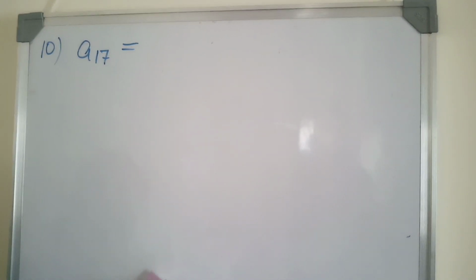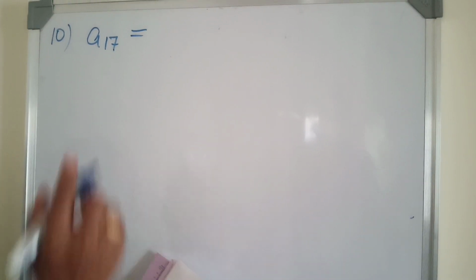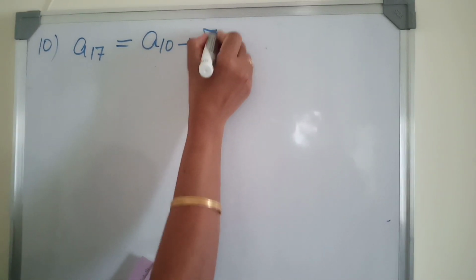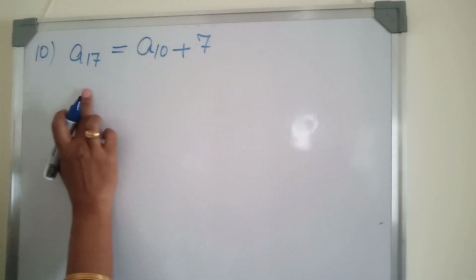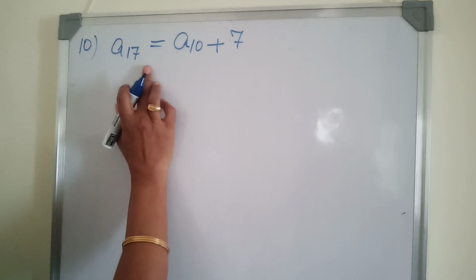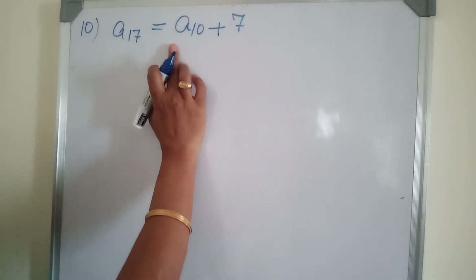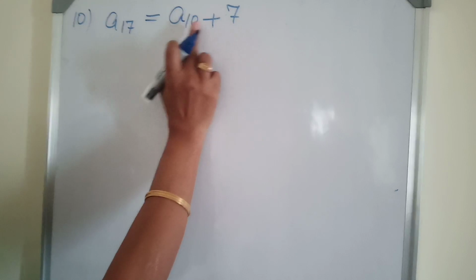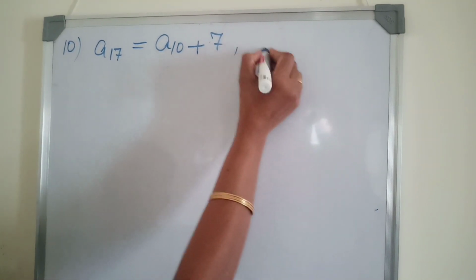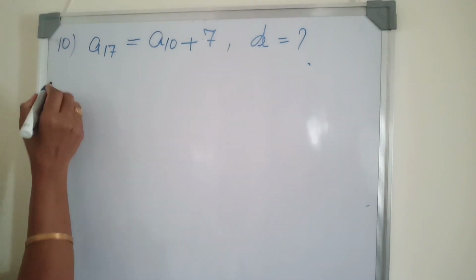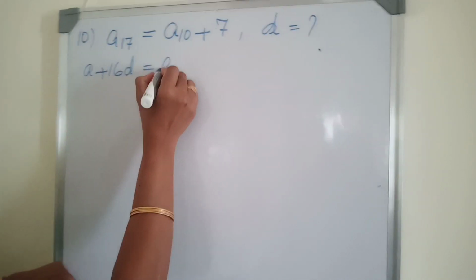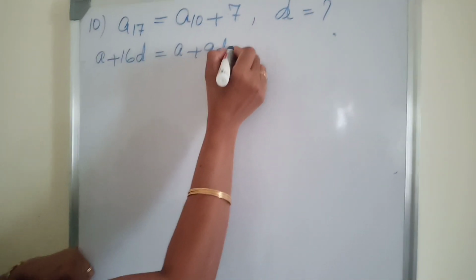17th term of an AP exceeds its 10th term by 7. 10th term by 7 means always 10th term plus 7. The meaning of this sentence is in any AP, the 17th term is equal to 7 more than the 10th term. So A17, and we wanted to find out D. A17 can be written as A plus 16D. A10 can be written as A plus 9D plus 7.